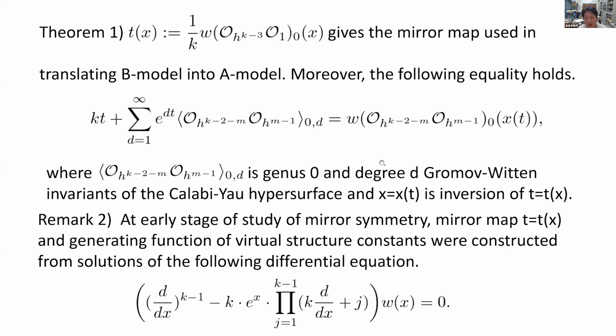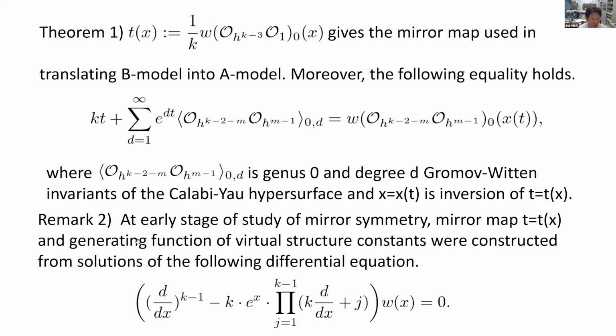And I want to say that computation of this generating function is easy because we only have to calculate residue integrals, and it is very easy. But on the other hand, direct computation of the Gromov-Witten invariant is very hard. So this is the merit of classical mirror symmetry. And this is the example in the case of a Calabi-Yau manifold.